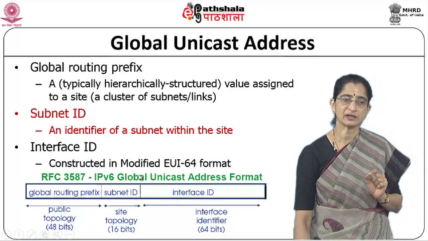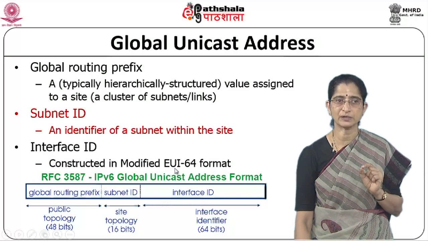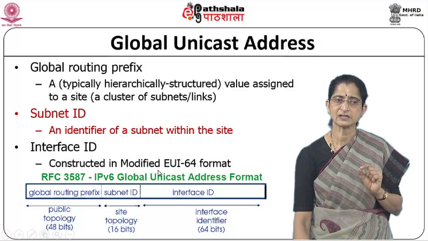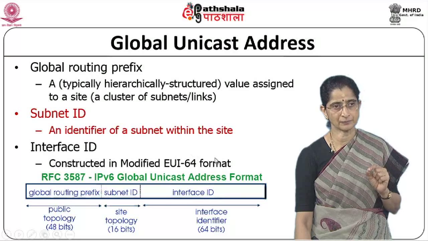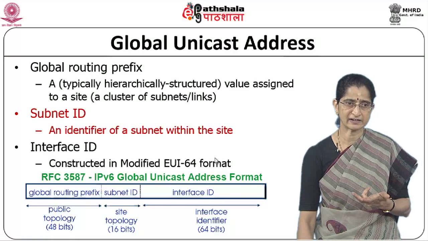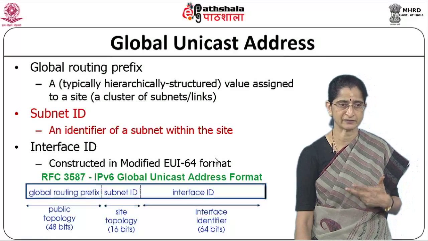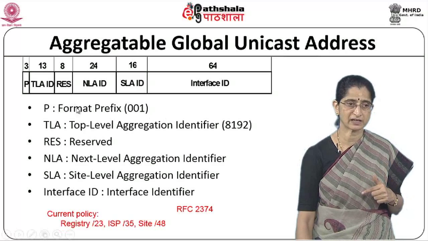The interface ID is normally constructed in what is called the modified extended unique identifier format, which is an IEEE standard. This EUI standard gives us guidelines for converting your 48-bit Ethernet address, for instance, to a 64-bit interface identifier. Before that, we will look at the global unicast address and how the aggregation is supported.